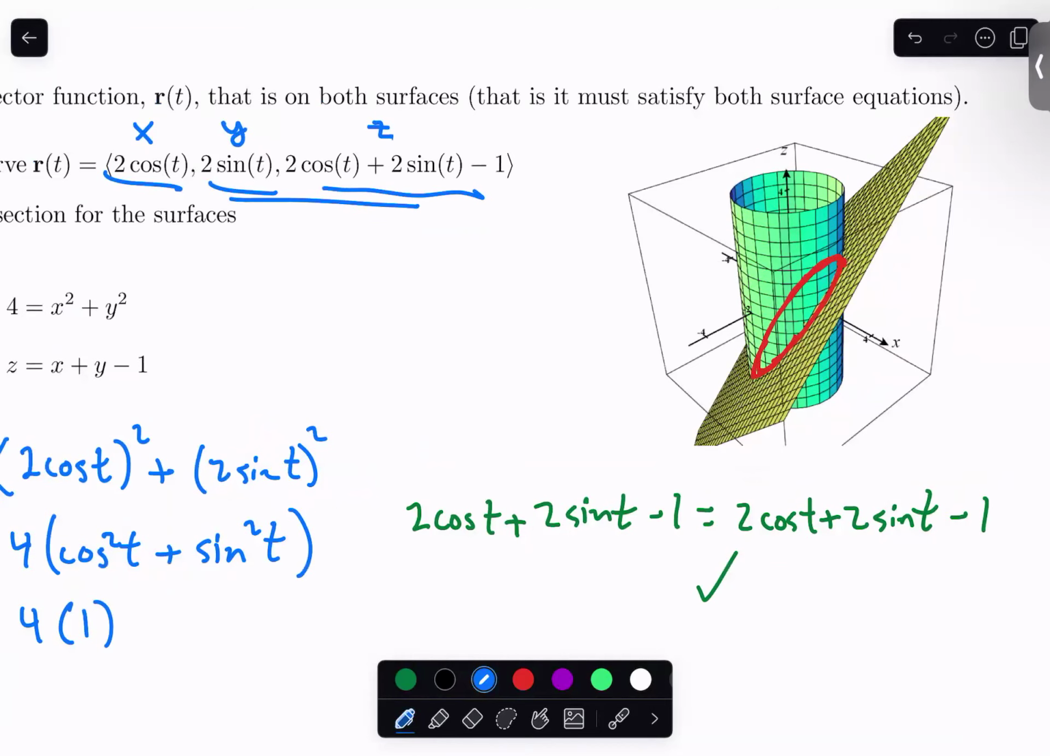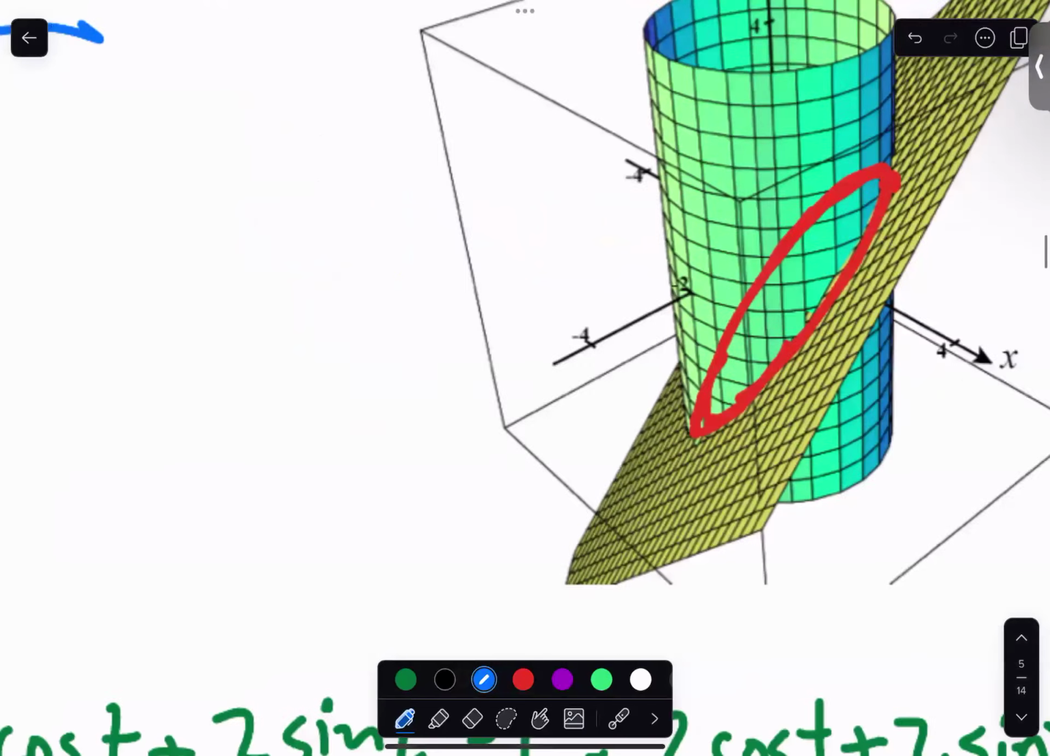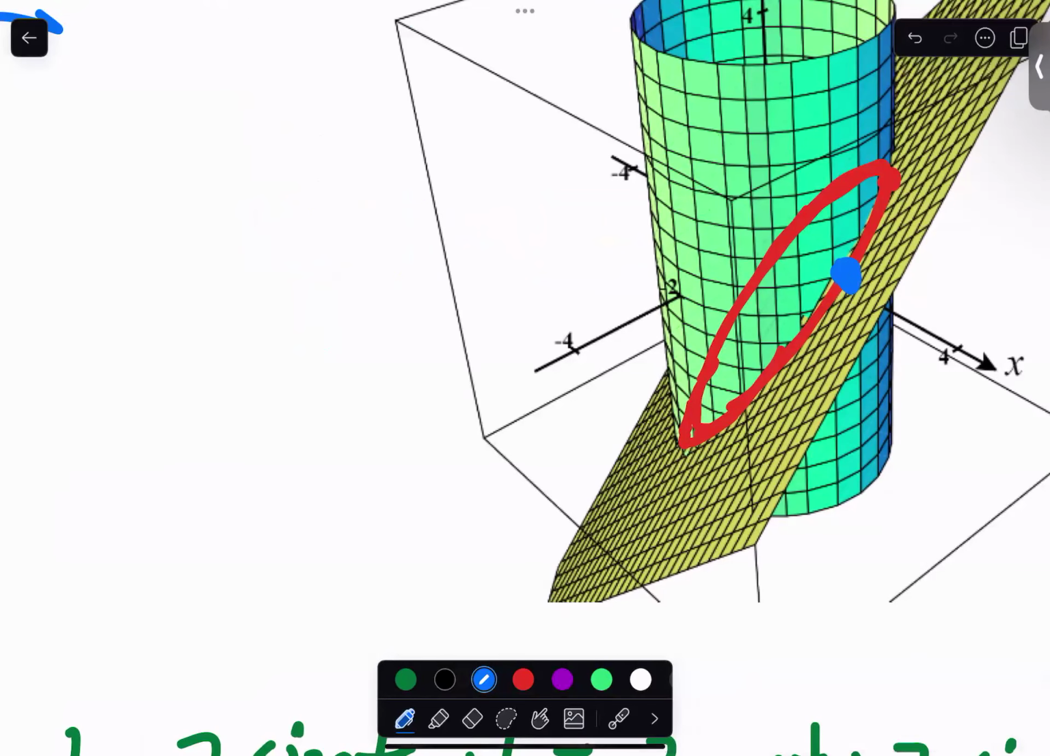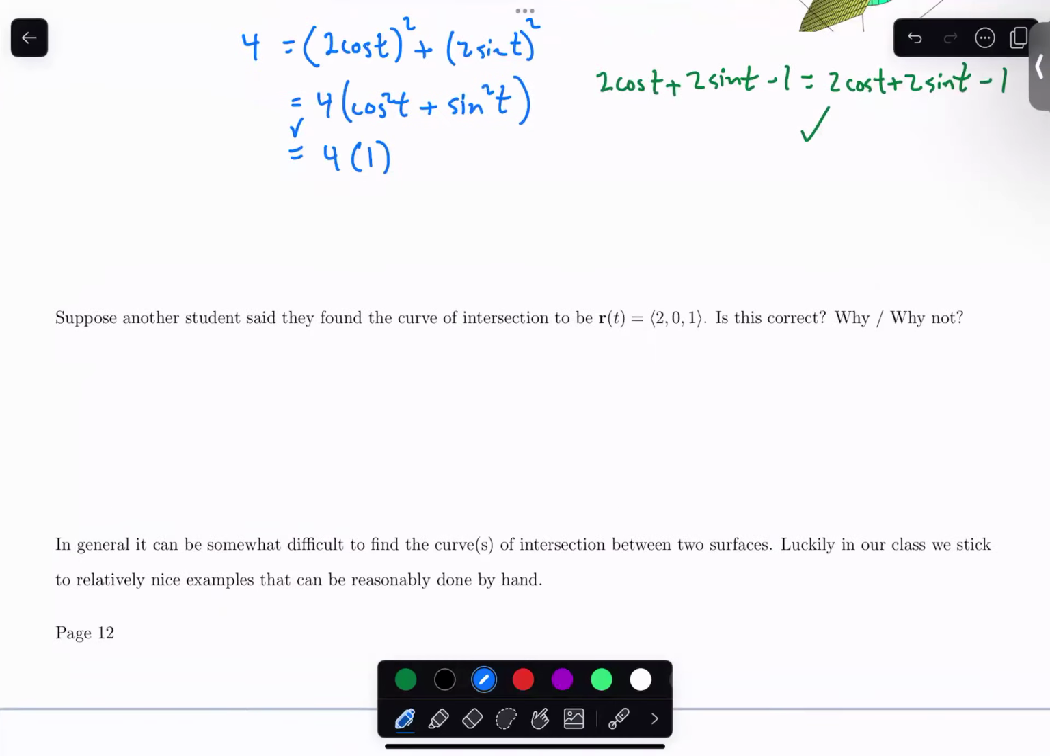All right. Now I have a hypothetical for you before I open the floor to any questions. Suppose some other students said that they found the curve of intersection and it was 2, 0, 1. Right? So just some numbers here. My question is, is this correct? Why or why not? So 2, 0, 1 is going to be maybe right here or so, some point on this. So what do you think? Are you happy with that for the curve of intersection?